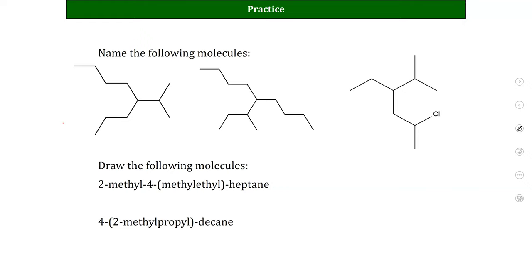What's our longest continuous carbon chain for this guy here? Yeah, visually we can see it pretty easily, right? If you're not sure, start there, count how many that is, and then start going the other directions and see if you get to the same number another way. 1, 2, 3, 4, 5, 6, 7, 8. So that's going to be octane again, right?